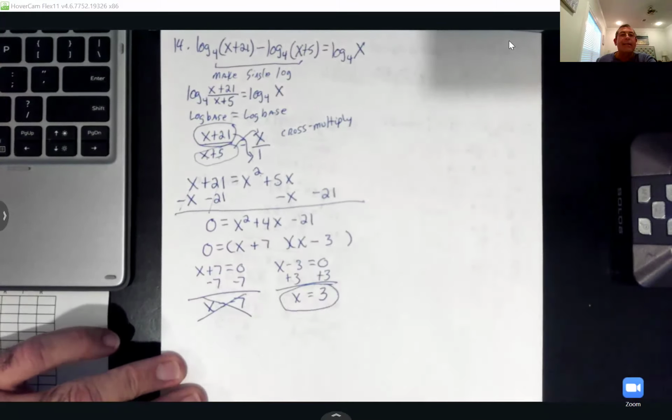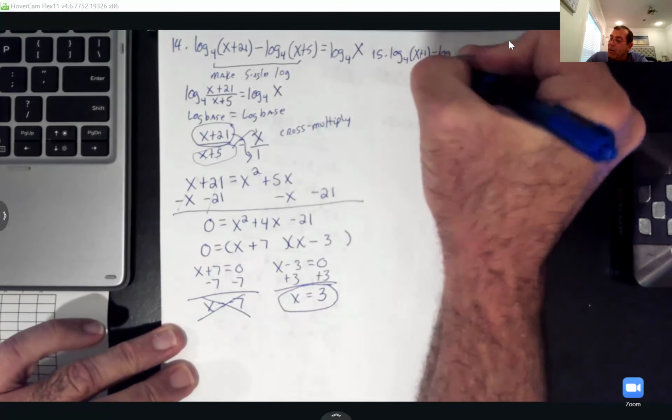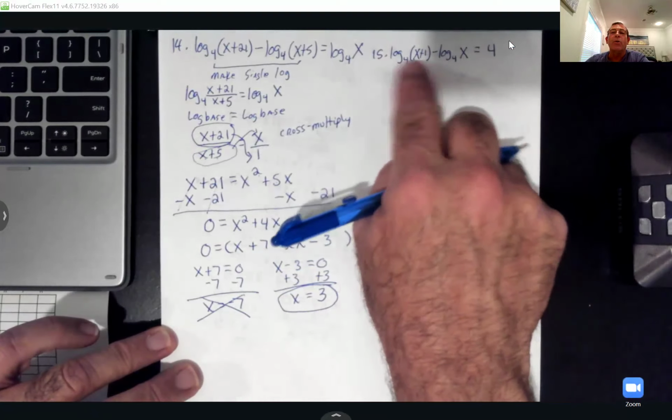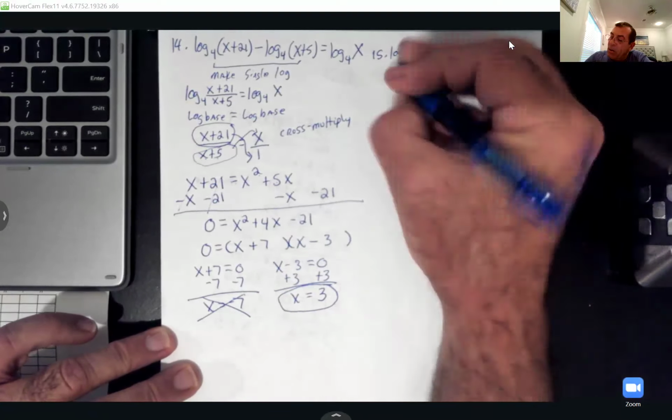All right, here we go. Log base 4 of x plus 1, minus log base 4 of x, all of that equals a positive 4. I know I'm not going to get the log base on both sides because that's only a 4, but I do need to combine this into a single log.